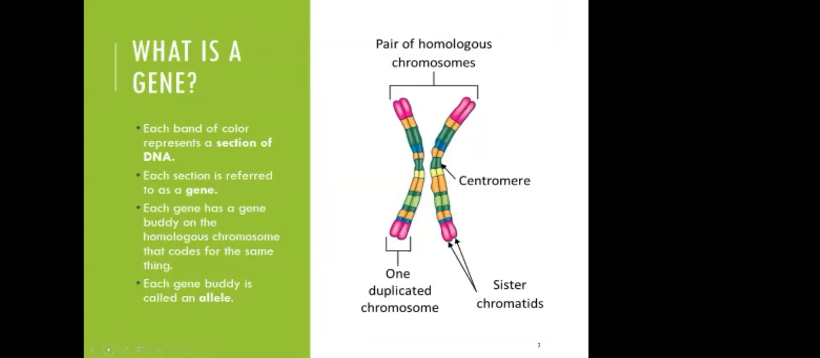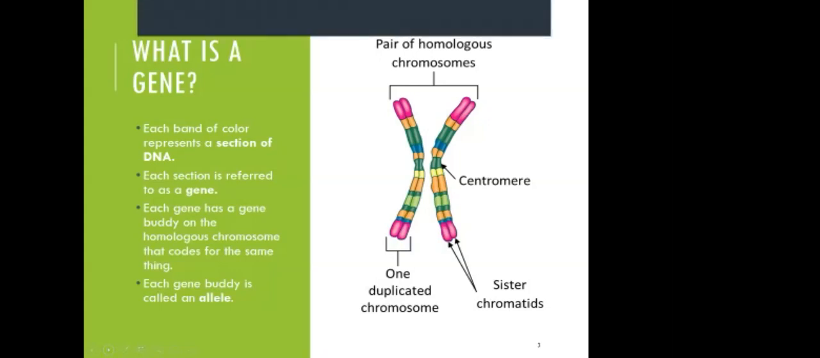So these chromosomes are DNA that are wrapped around proteins, just twisted up really tight. Each of these sections, each of these bands of color, as shown in this illustration, is a gene. That's what we think of as a gene. And each of these genes has a gene buddy, a little gene friend on the homologous chromosome. So if you get a gene for freckles from your dad, there will be a freckle or no freckle gene that you get from your mom.